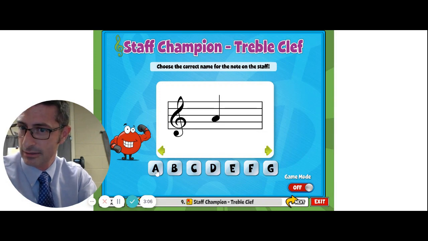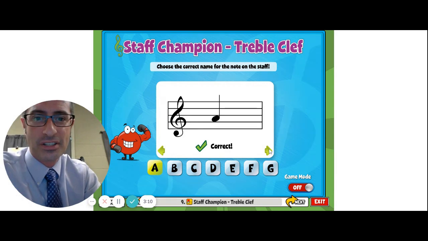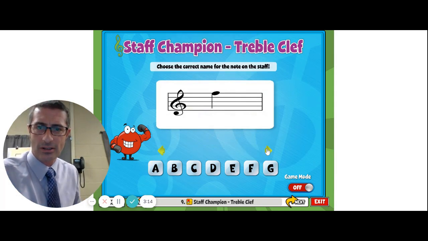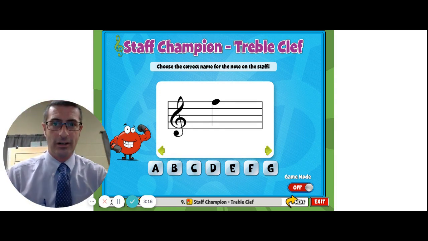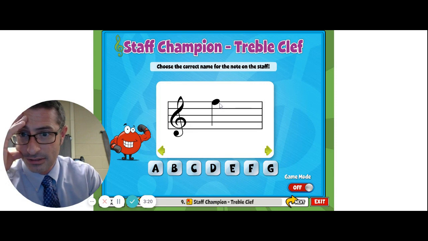Let's see if we're correct. Correct, letter A. Wonderful. Awesome. Let's click over here. Correct, and see what's going to come up next for us. Got them all mixed up here. Lines, spaces all around. Let's see. Whoa, we've gone way up high there at the top of the staff. Oh, my goodness. Now is it a line or a space?